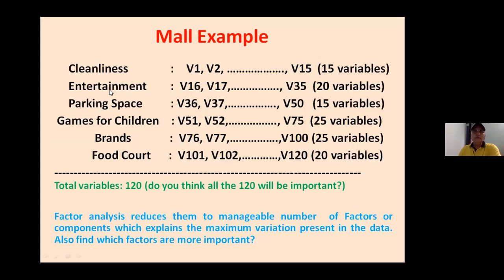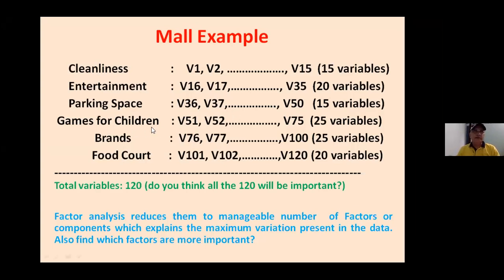Then they look also for entertainment. If people go to a mall, they also watch movies, and they look for English movies, Hindi movies, or maybe Bangla or Gujarati movies, whether they are playing different types of movies or not. So there are 20 variables related to entertainment. Then there are 15 variables, 36 to 50, related to parking. Parking means whether there is enough parking space, whether the parking charge is reasonable, whether it increases every hour or not, something like this. So there are 15 variables of this type.